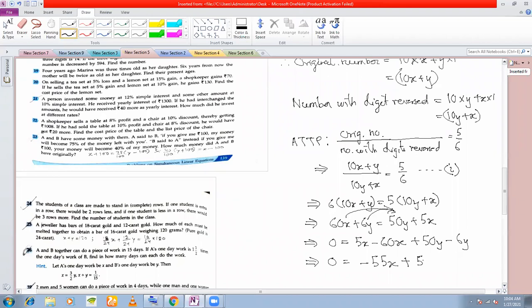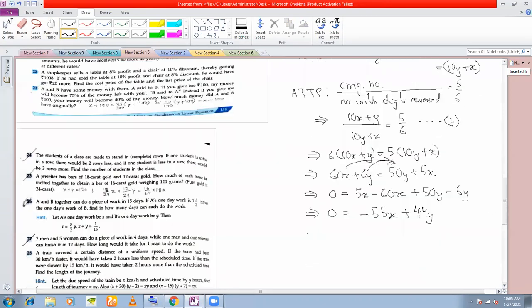Forty. That's 44 plus 44y. Okay, so that means 55x must be equal to 44y. Now you can take 11 as a factor common from both sides. 11 into 5x is equal to 11 into 4y. So 11 and 11 cancel, you get 5x is equal to 4y. Or you can also write this as 5x minus 4y is equal to 0.